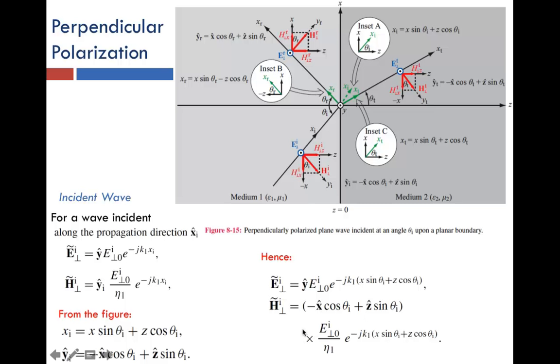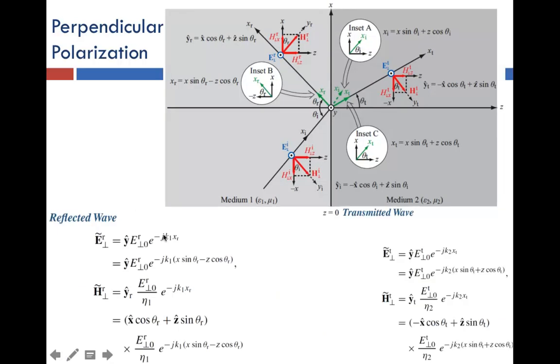This is not a cross product, this is multiplication. The cross product has already been taken by doing the cross product of the K vector with the E vector. So this is actually the direction of H, the direction of the H field. And then once again, here is the jKz, the direction of propagation. So this can be very confusing.